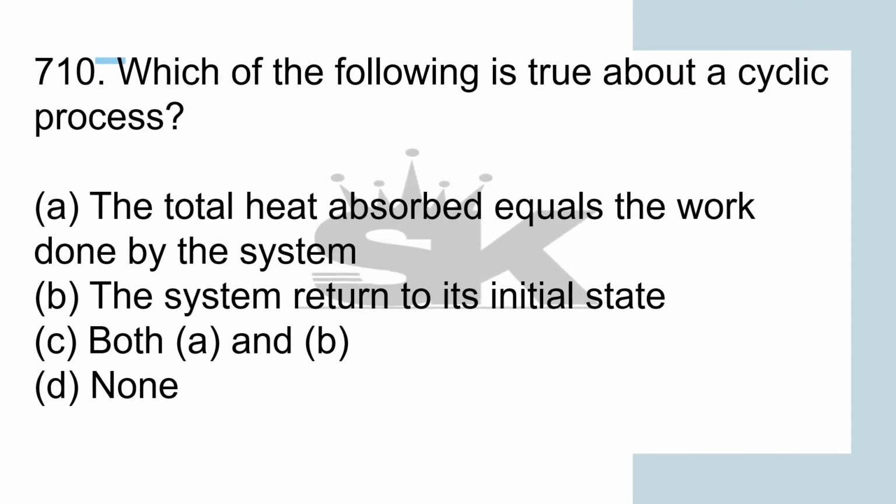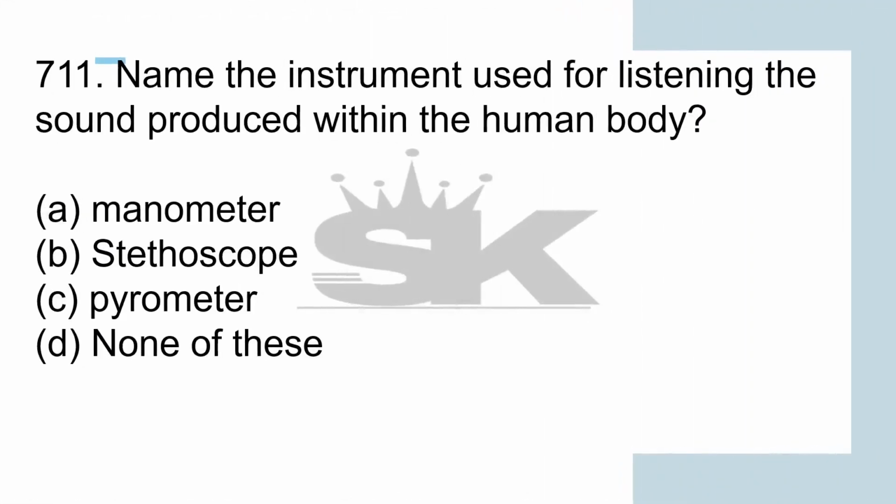Which of the following is true about a cyclic process? So here the options are: the total heat absorbed equals the work done by the system, and second, the system returns to its initial state. So both A and B are correct. Okay. Name the instrument used for listening to the sounds produced within the human body. That is stethoscope. Okay.